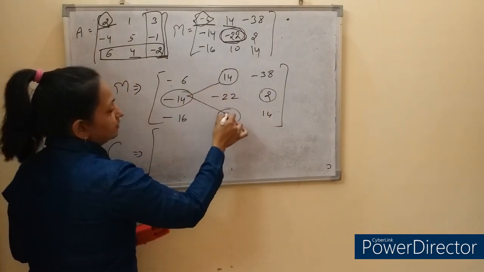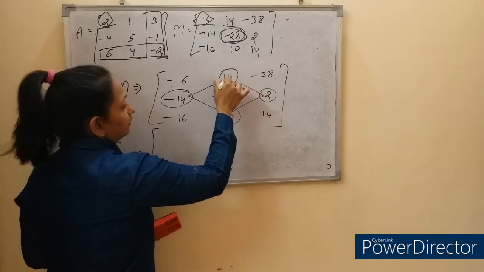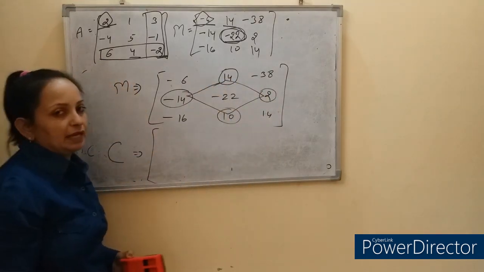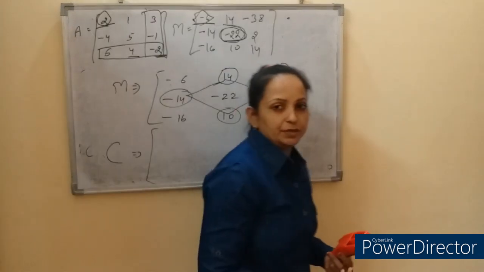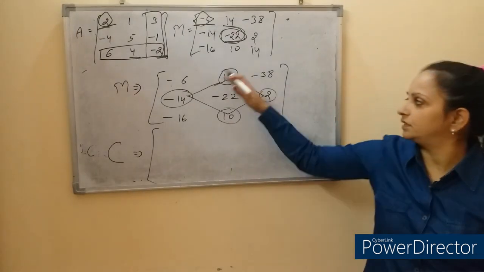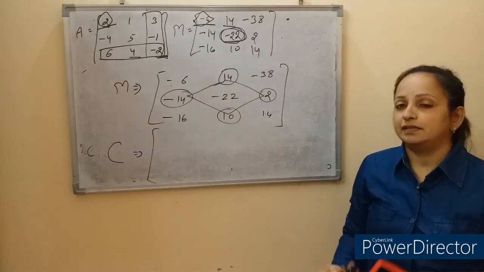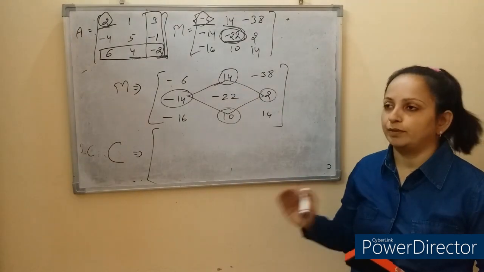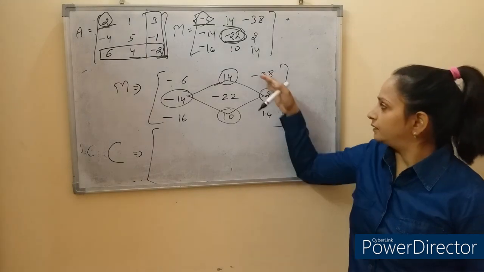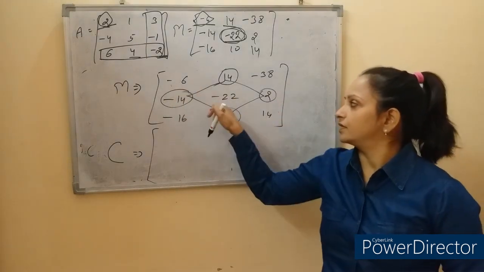The elements which make the diamond shape in the matrix. These 4 elements which make the diamond shape in the matrix, I will choose these 4 elements. I will change those signs, plus to minus, minus to plus. All the other elements are unchanged.